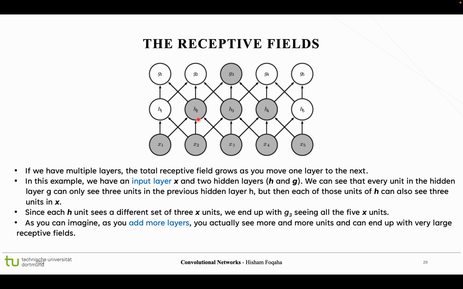As we can see, we moved here and H3 was activated by 3 units, and so on for H2, H3, H4, and the end. So H2, H3, H4 will activate this output unit. As you can imagine, as you add more layers, you see more and more units, and one can end up with a very large receptive field.